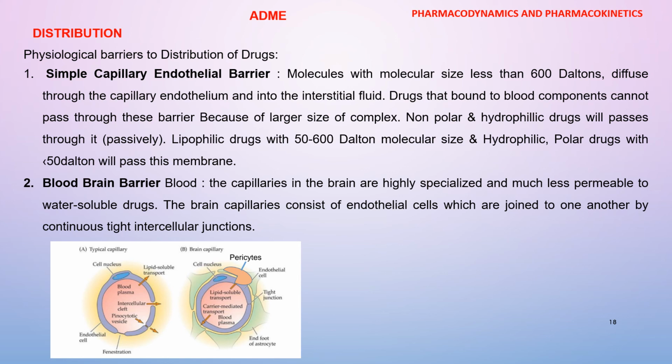Blood-brain barriers. The capillary endothelial cells in the brain have tight junctions and lack intracellular pores, as shown in the figure. Drugs with high lipid-water partition coefficient can penetrate through these capillary endothelial cells. There are certain carriers called P-glycoprotein present in the brain capillary endothelial cells that extrude the drugs.